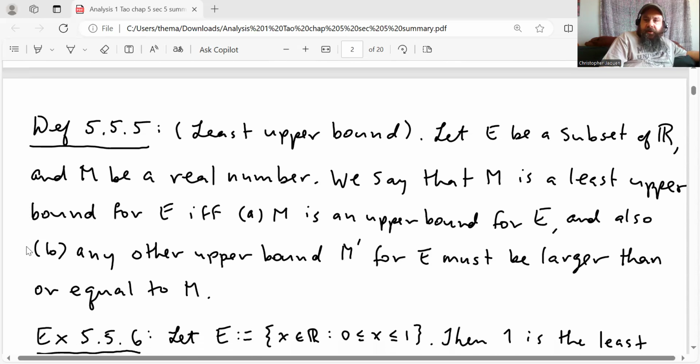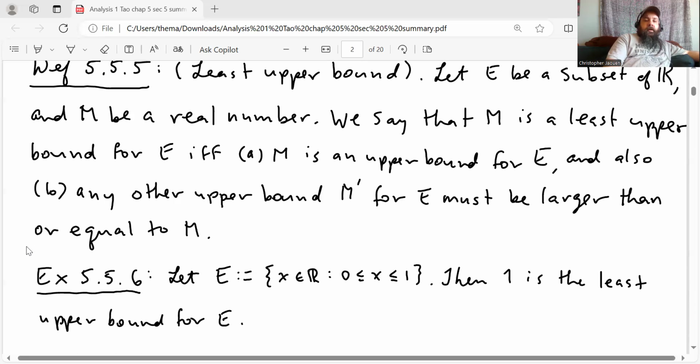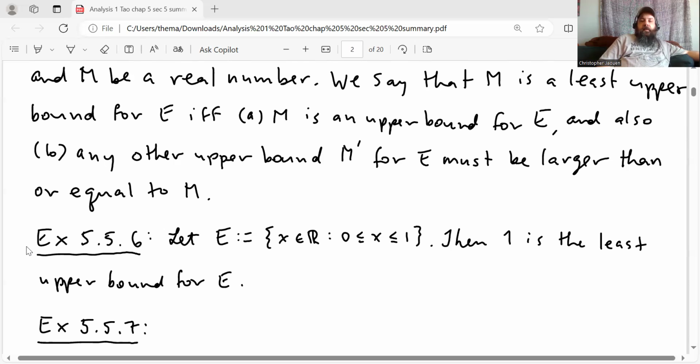Right, so finally, here's our definition of what we mean by a least upper bound. Let E be a subset of the real numbers and M be a real number. We say that M is a least upper bound for E if and only if there are two parts. A, M has to, first of all, be an upper bound for E. And then part B, any other upper bound, M prime, let's say, for E must be larger than or equal to M. Right, so it's the smallest of the set of upper bounds for the set.